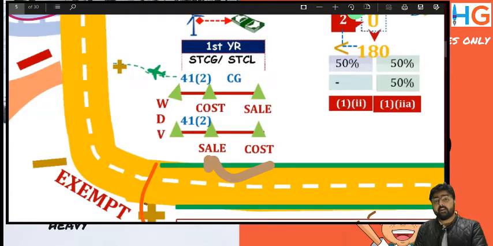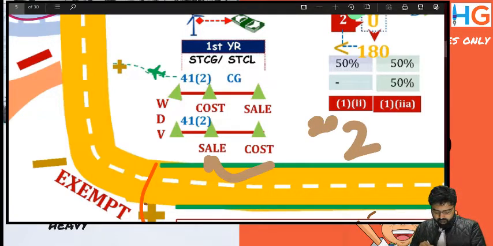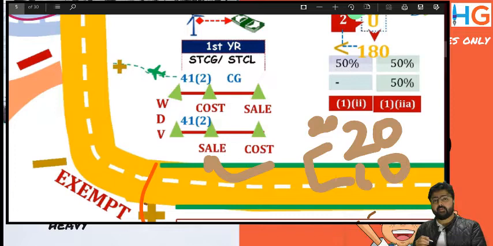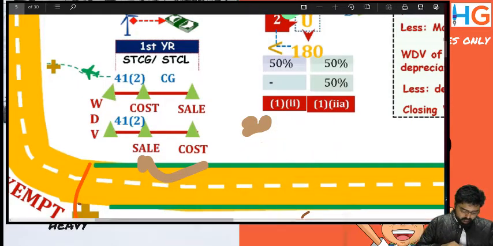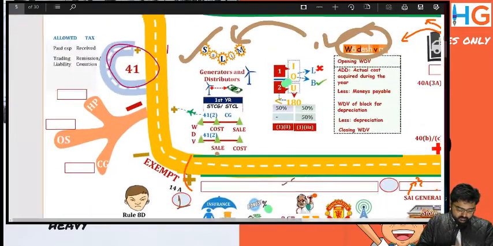If you sold for less than WDV, then what happens? It will be terminal depreciation. So if the WDV is 20 lakhs and you have sold it for 10, so 10 will be terminal depreciation. It will be deducted from income. So this is the whole computation of PGBP.